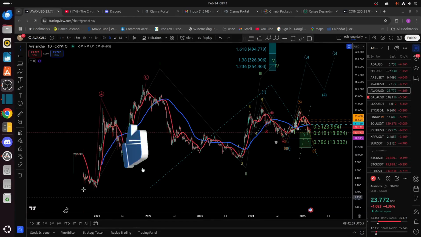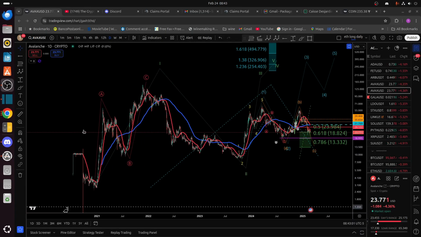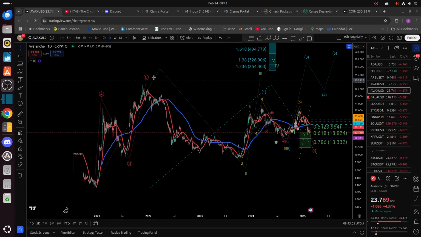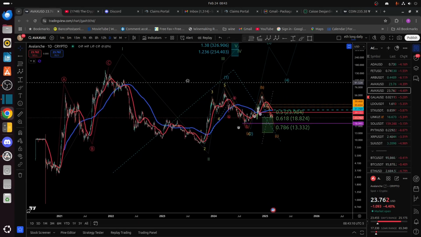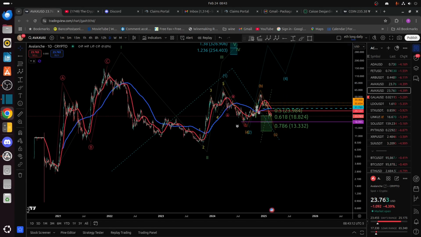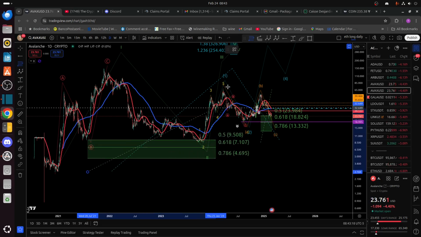Alright, so for Avalanche, yeah, I do have 3 waves up. I know some people count it as a 5 wave. It doesn't really matter. If I do the fib retracement, I'll try to be the most accurate I can.